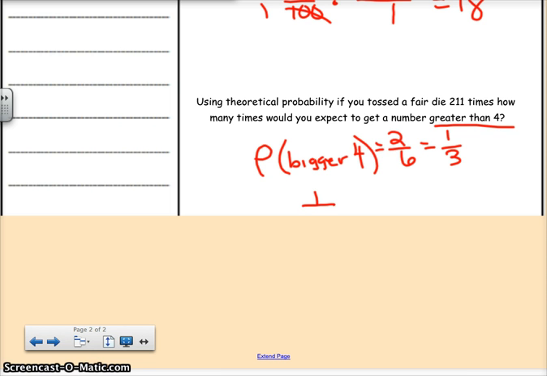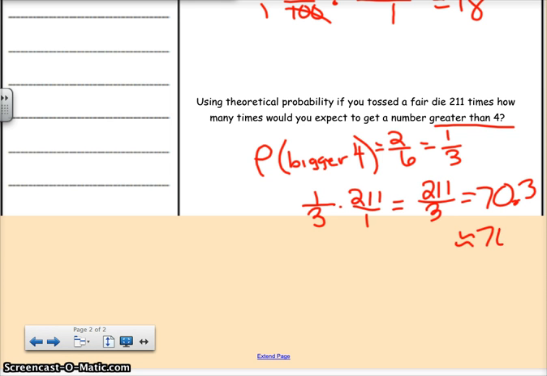All right, so 1/3 times 211. 3 goes into 21 7 times. 70 point something. So 70 and a third. So approximately 70 times.